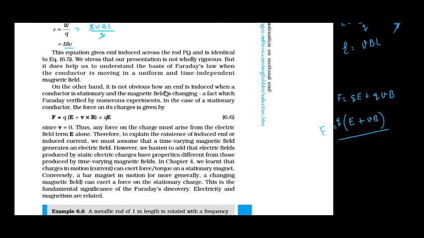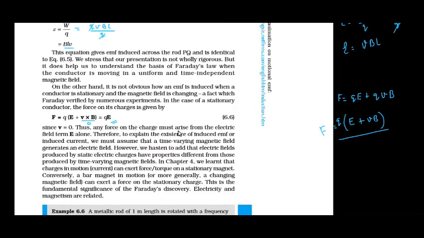On the other hand, it is not obvious how the EMF is induced when a conductor is stationary and the magnetic field is changing, a fact which Faraday verified by numerous experiments. In the case of a stationary conductor, the force on its charge is given by this equation. Since V is equal to 0, why is V equal to 0? Because it is stationary. So this whole part is 0. We are trying to find out how the EMF is induced when the conductor is stationary, that is V is equal to 0. So this portion becomes 0, and only Q into E is left. So this is the force.